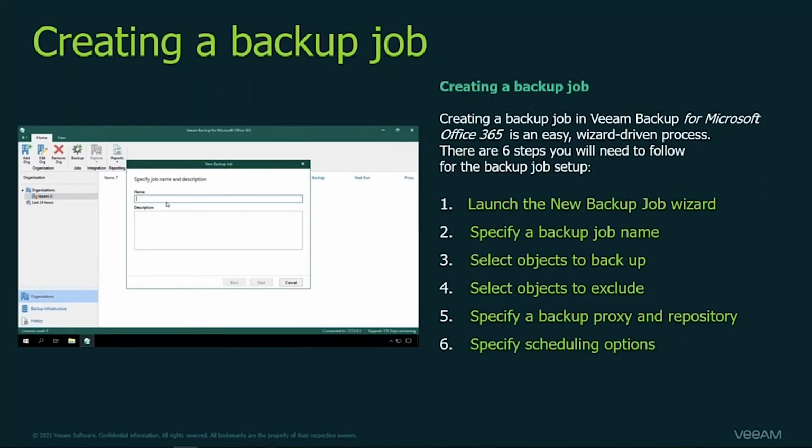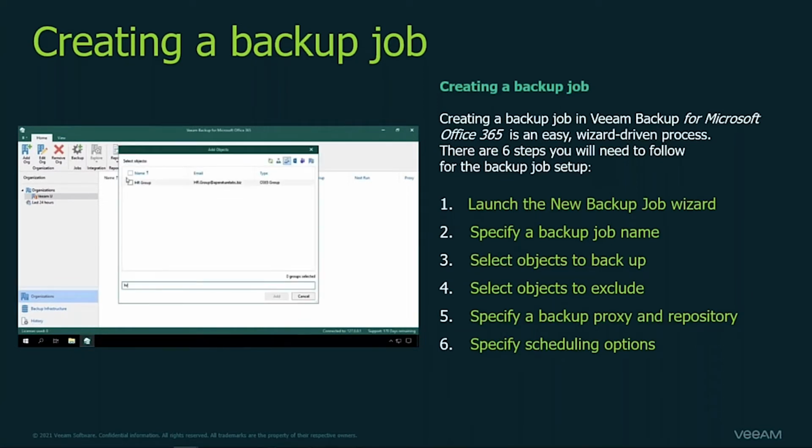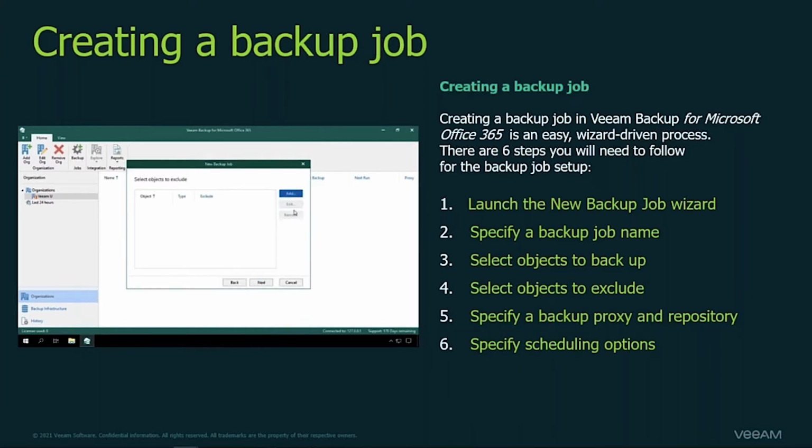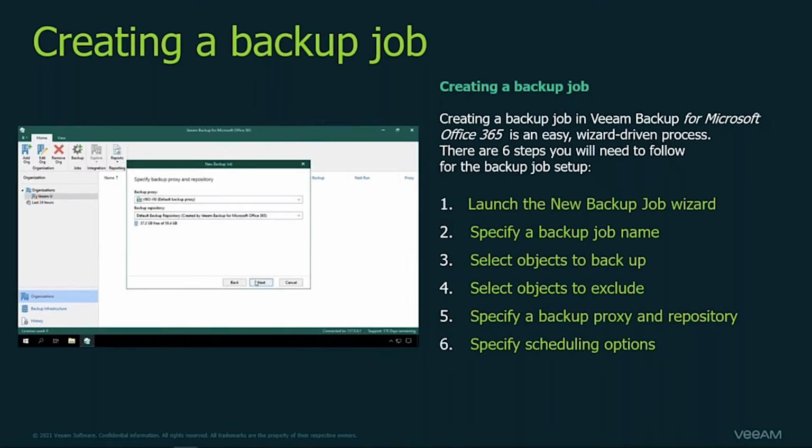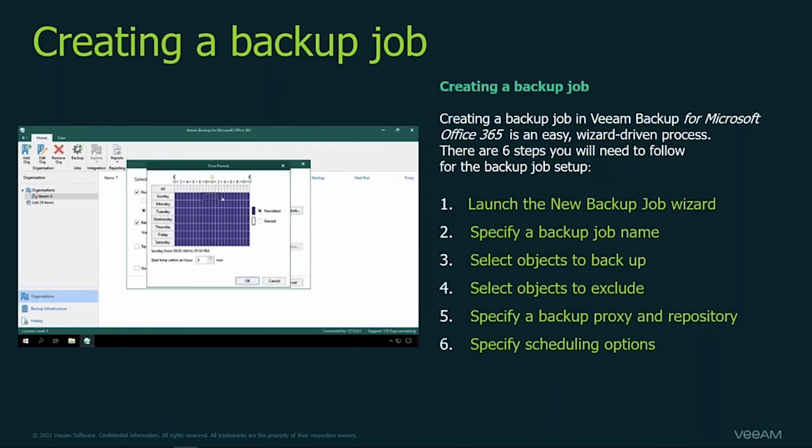So let's take a deeper look at how simple it really is to backup and restore M365 objects with Veeam. So firstly is creating a backup job. And I have to say, this is very, very easy. It's completely wizard driven. And there's 6 main steps that you're going to go through. Starting with launching the actual job wizard, then specifying your name, selecting the objects you want to back up, or even excluding the objects you don't want to back up. Then specifying your backup job proxy and the repository, and then from there specifying exactly the schedule that you want for your business. And that is very flexible as well, and we'll go into those details.